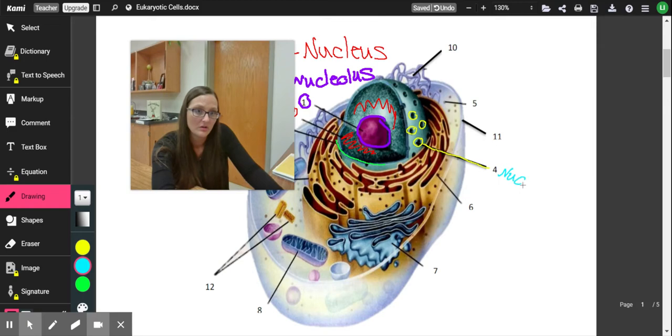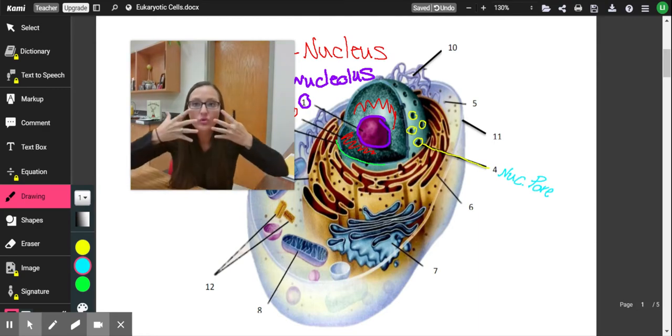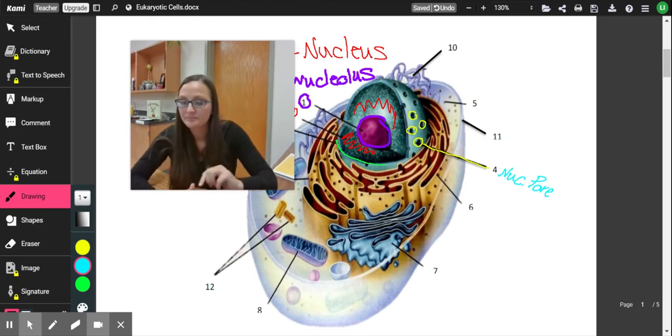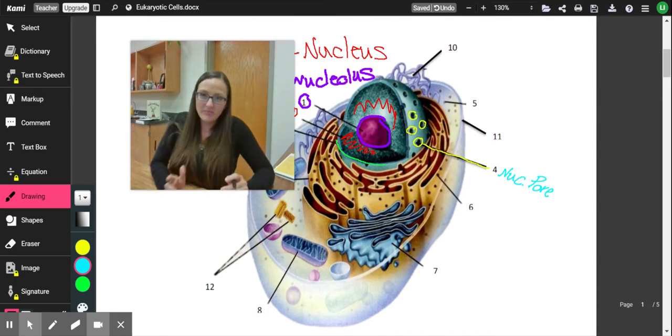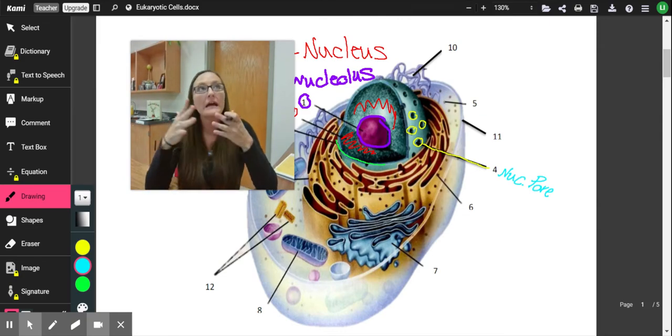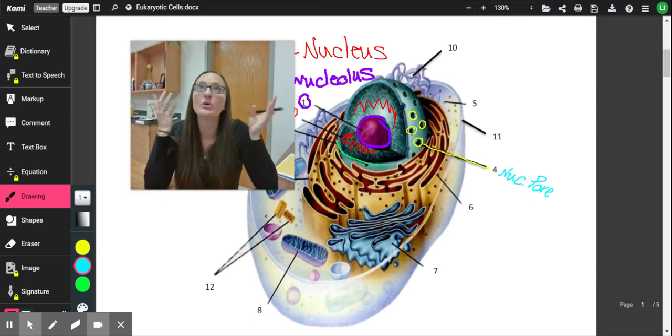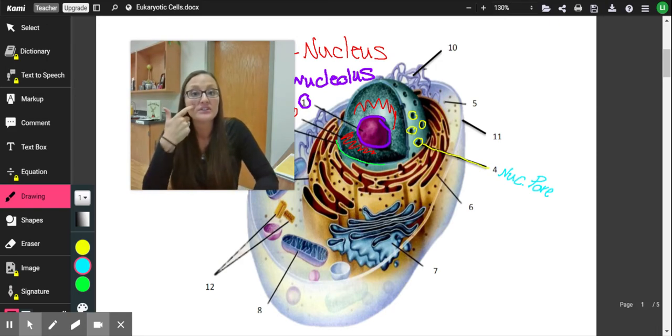So let me see if I can move that over there. Nuclear pore, P-O-R-E. And it works similarly to a pore on your face or anywhere in your body. So if you zoom in to your skin, it will look a lot like this in the sense of these little tiny holes, these little tiny dots. And you've probably heard in some skincare commercials or something, oh, it'll help clean your pores, it opens up your pores, or it closes your pores, and they claim all of these things. The pores in your skin let things in and out of your skin.